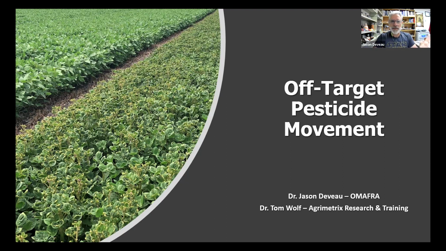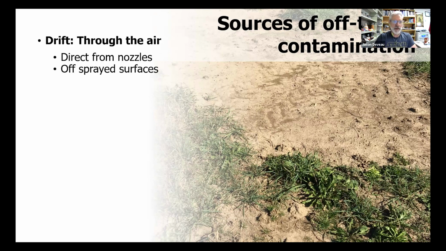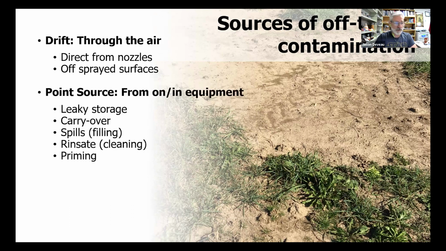Let's start with talking about off-target pesticide movement. It's a bit of a broader term than maybe you were thinking of. I want to explain a little bit about all the sources of off-target contamination because we tend to focus just on drift. That being said, let's start there. One source of off-target contamination, or pesticide going where we don't want it to go, is through the air. That's drift. That can either come directly off the nozzles or it can lift off sprayed surfaces. But there are other ways product can move where we don't want it to go, and they should be mentioned.